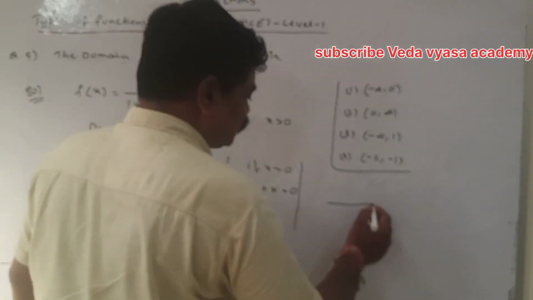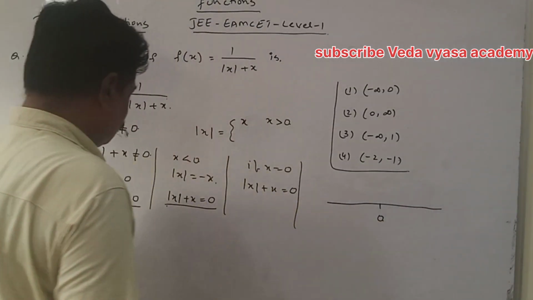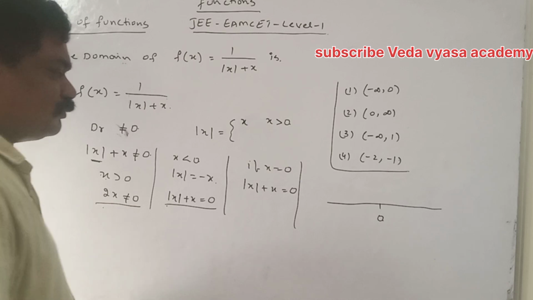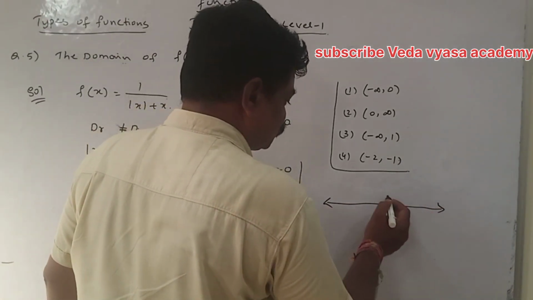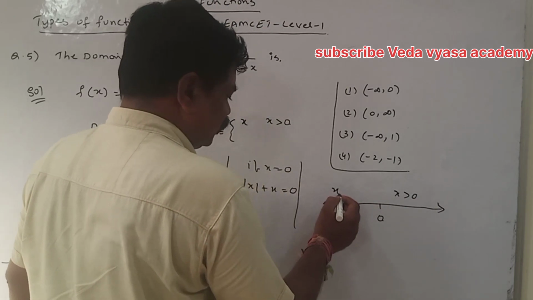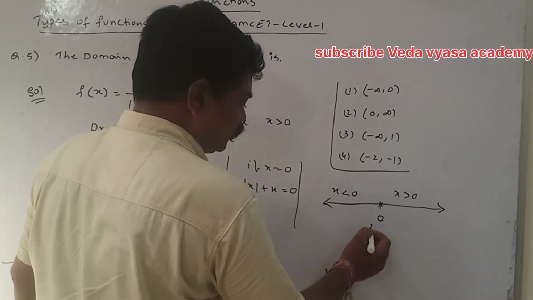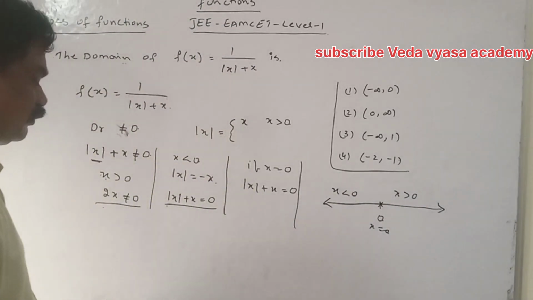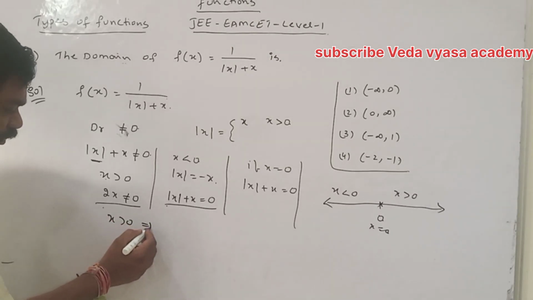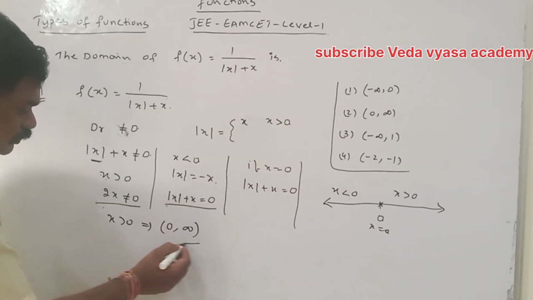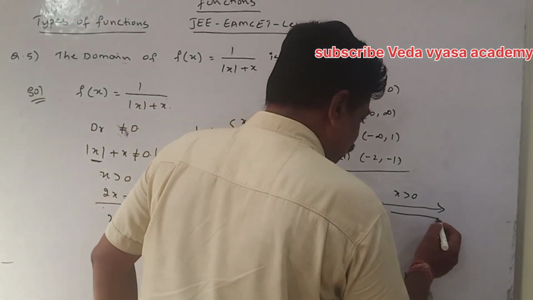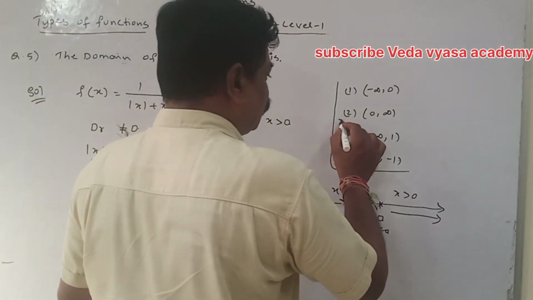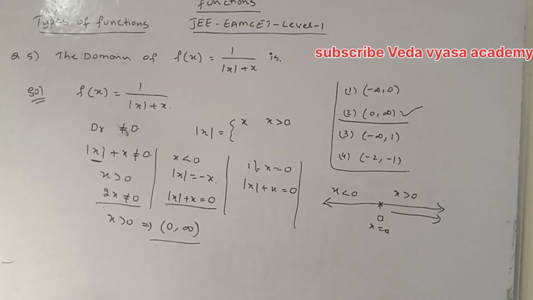So on the number line, this is 0, x greater than 0, x less than 0, and x equal to 0. These two are not valid, only x greater than 0. x greater than 0 means the open interval 0 to infinity. So option 2 is the answer. That's all.